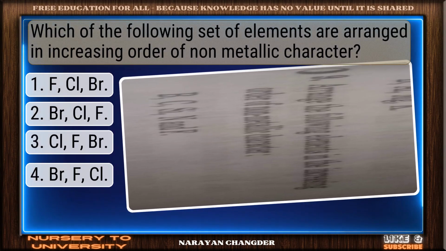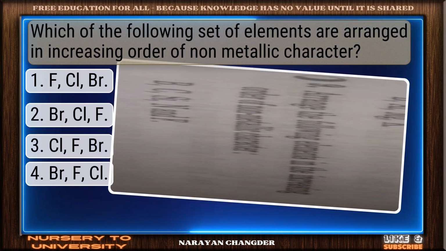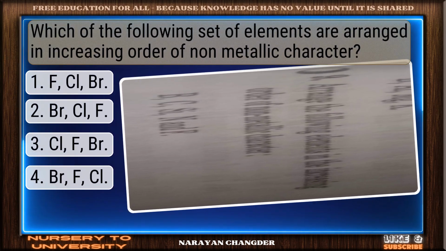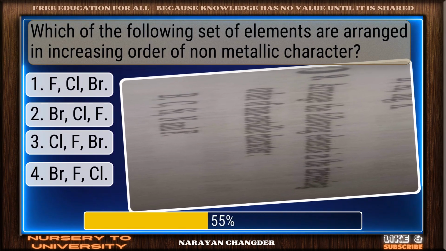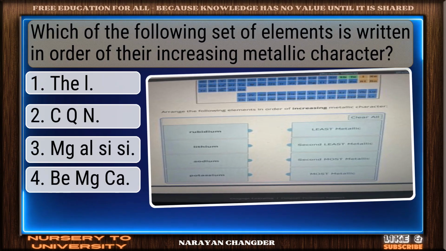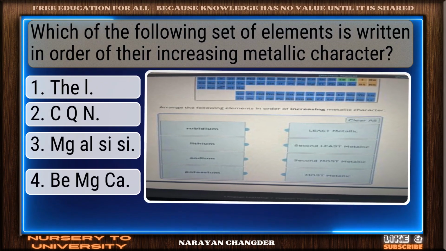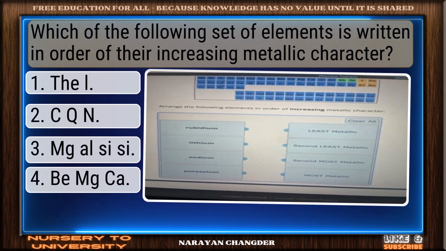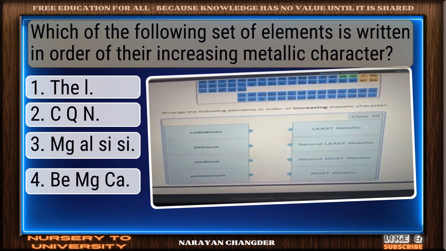Which of the following sets of elements are arranged in increasing order of non-metallic character? Clear logic. B, C, N, O, F is sound. Which of the following sets of elements is written in order of their increasing metallic character?